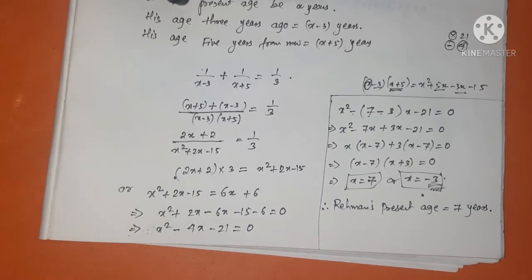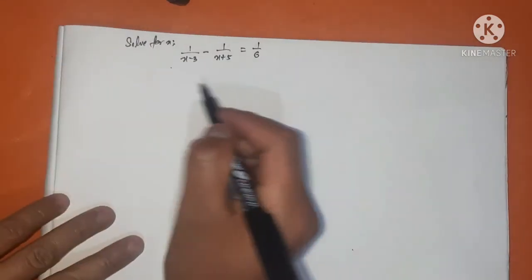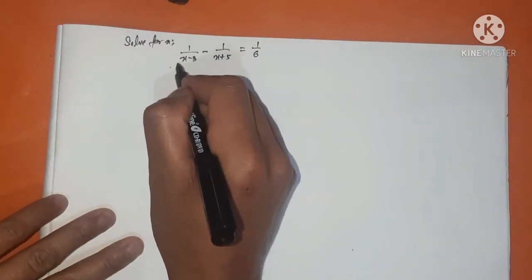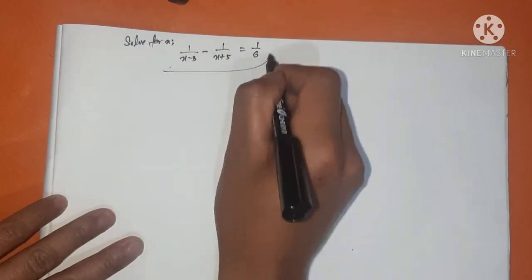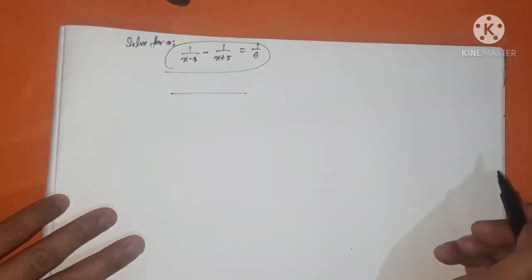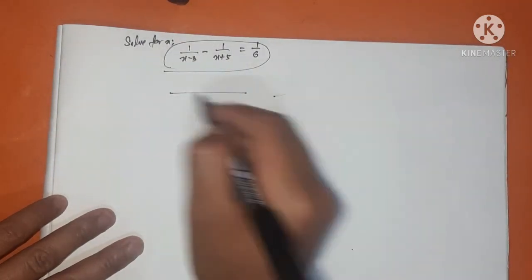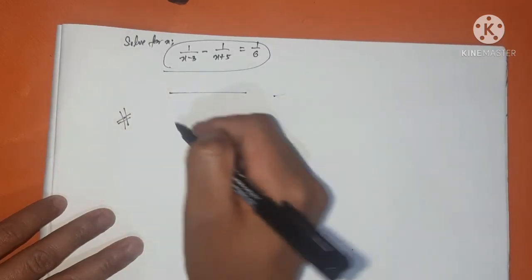Now see, in this way, the concept of quadratic equations can be used to solve real life problems, okay? Now suppose you have this. Can you try yourself? Try this yourself: 1 by x minus 3 minus 1 by x plus 5 is 1 by 6. How do you do it? Just take the LCM and then do the calculation. You'll get the standard form of the quadratic equation, solve it and get the value of x.